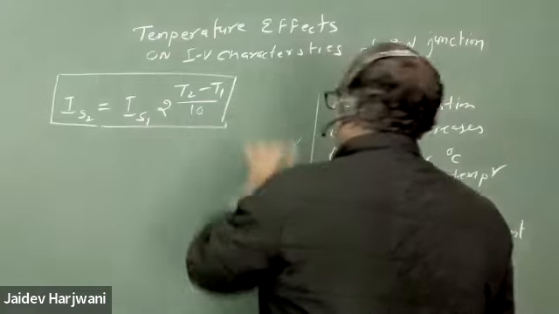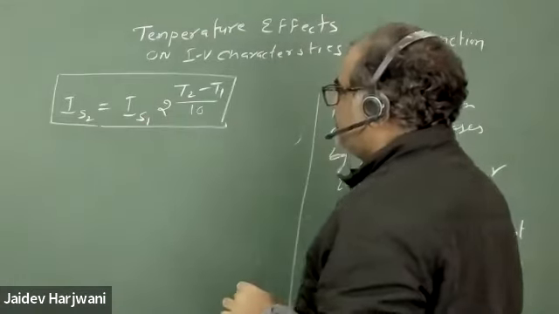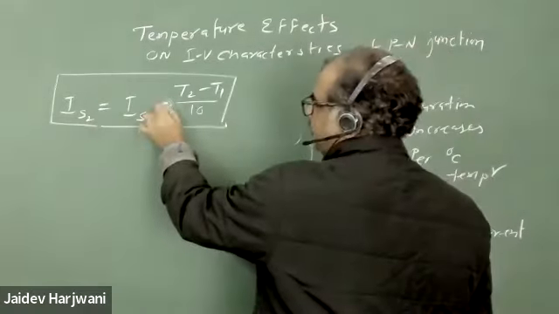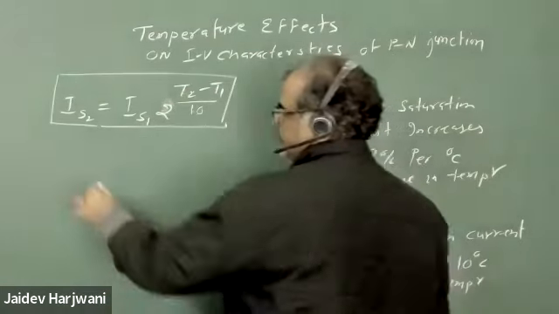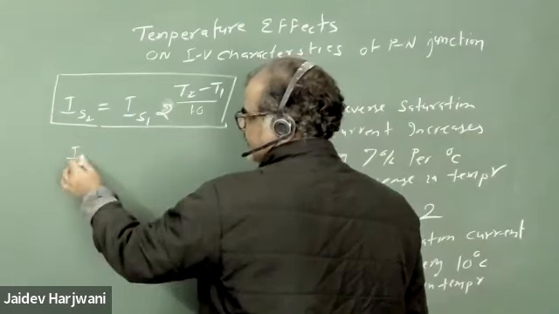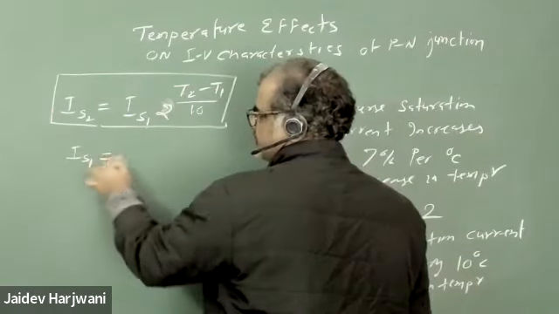Sir, is this 2 multiplied by 2 to the power (T2 minus T1) upon 10? Okay, where IS1 is the reverse saturation current.